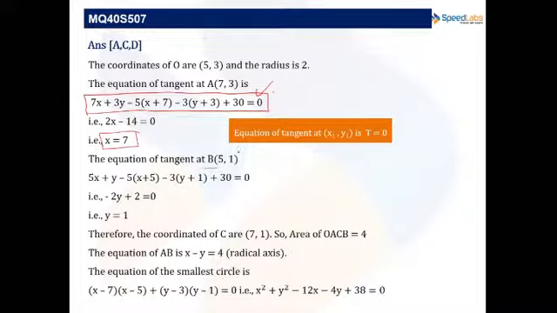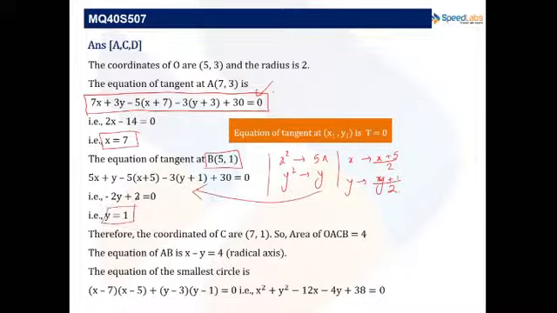Similarly, the equation at B, that is (5, 1), we will get by putting x square as 5x, y square as y, x as (x plus 5) by 2 and y as (y plus 1) by 2. And on simplification we will get y equals 1.